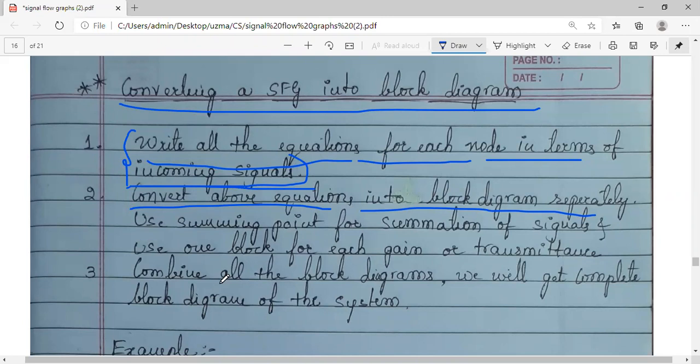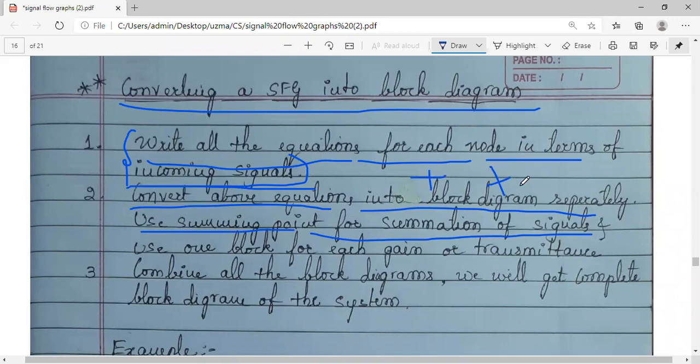So similarly, the first step is finding the equations from the given signal flow graph. Then the second step, for each equation, we have to draw not the SFG, we have to draw the block diagram. For each equation, one block. And you have to remember here, use a summing point for the summation of signals. When we take an example, you'll understand this, because in the SFG, the equations will be in the form of a sum, right? Because the SFG is applicable for linear systems.